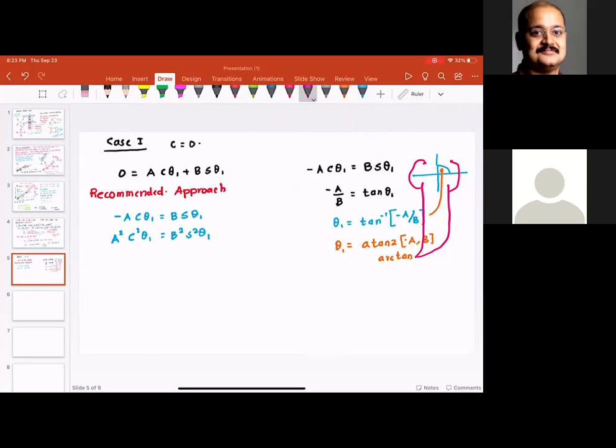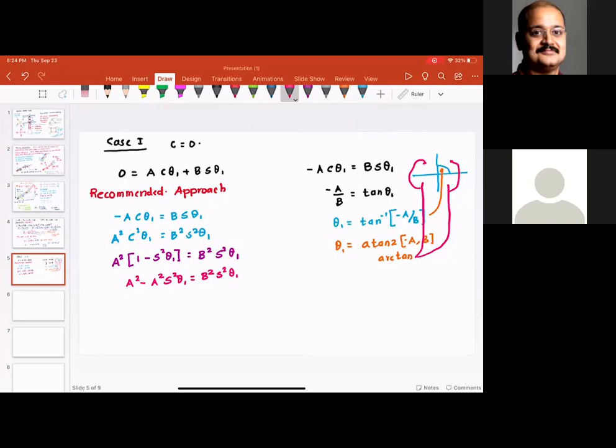Now, as you know, cosine square theta is equal to 1 minus sine square theta. So this becomes 1 minus sine square theta 1 is equal to b square sine square theta 1. Now this equation becomes a square minus a square sine square theta 1 is equal to b square sine square theta 1. And this equation now can be solved to find the values of sine.